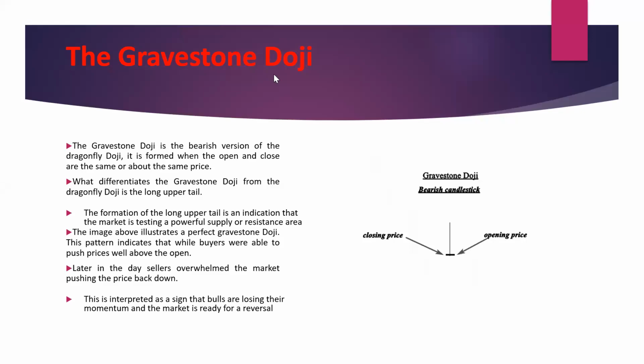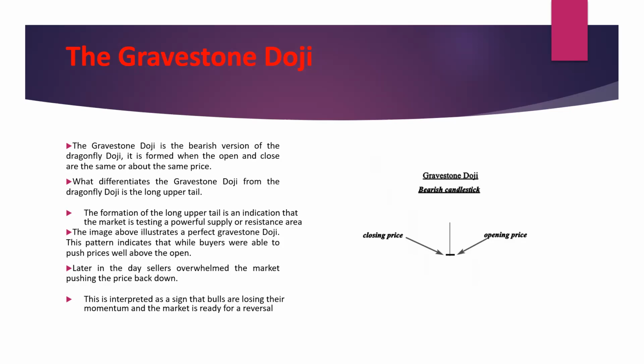Last week we talked about the gravestone doji. Today we're going to talk about the dragonfly doji. Basically, it is the inverse of the gravestone doji. It looks like a hammer.